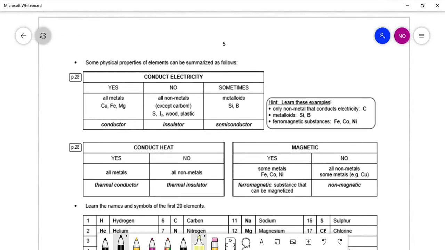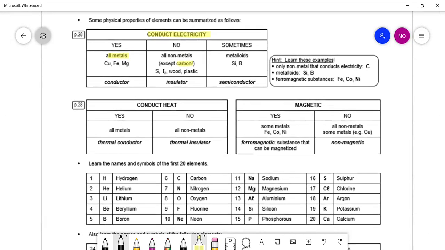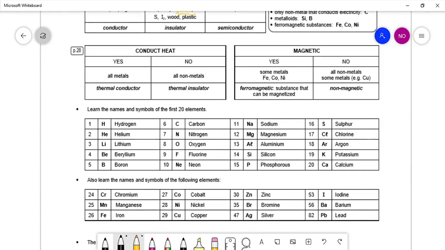Physical properties of elements, these are important things you need to know. You need to know whether they can conduct electricity. So conducting electricity is normally metals. Non-metals normally cannot conduct electricity except for carbon. And then metalloids are semiconductors. Met ander woorde, ons halfmetale kan soms elektrisiteit gelei. Okay, and then same with heat and magnetic properties. Go and look at those, and always make sure you pay attention to any elements that don't follow the normal rules.